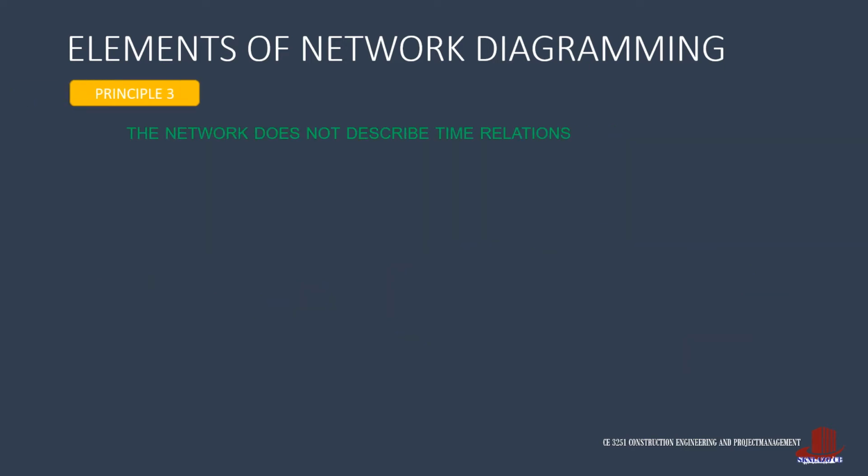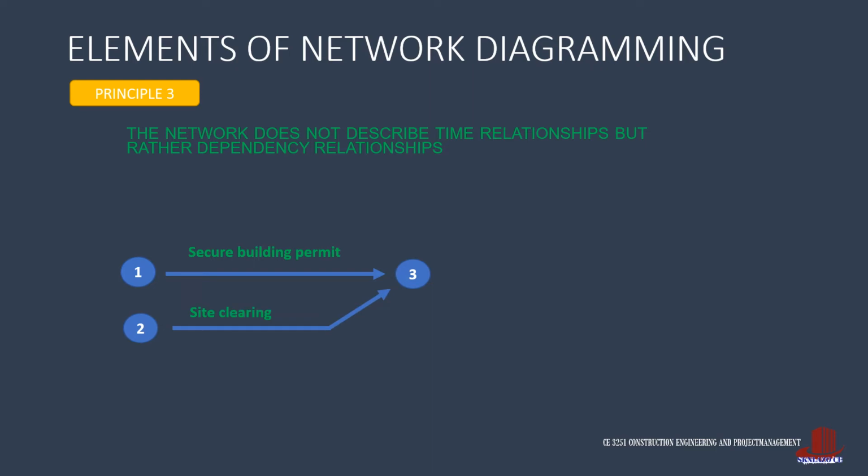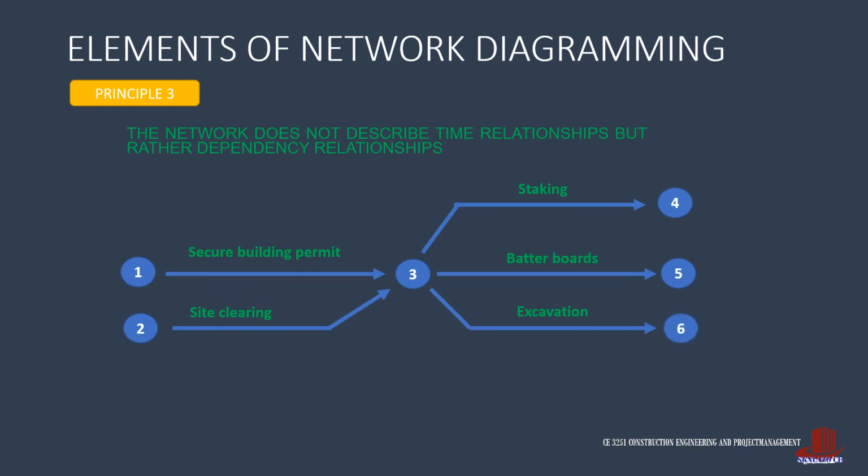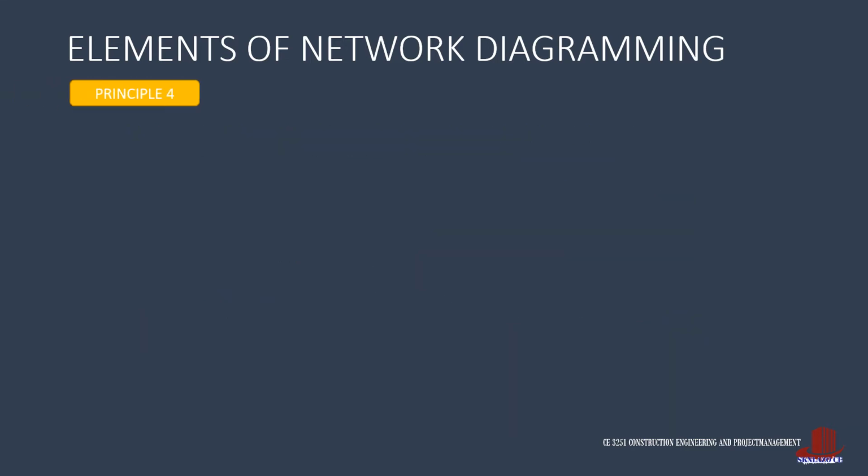Principle 3 states that the network does not describe time relationships, but rather dependency relationships. That is the reason why we do not need to scale the lengths of the arrows. The last principle: the network is hardly ever done by a single person, as this diagram is a complicated process if intricate details are added to it.